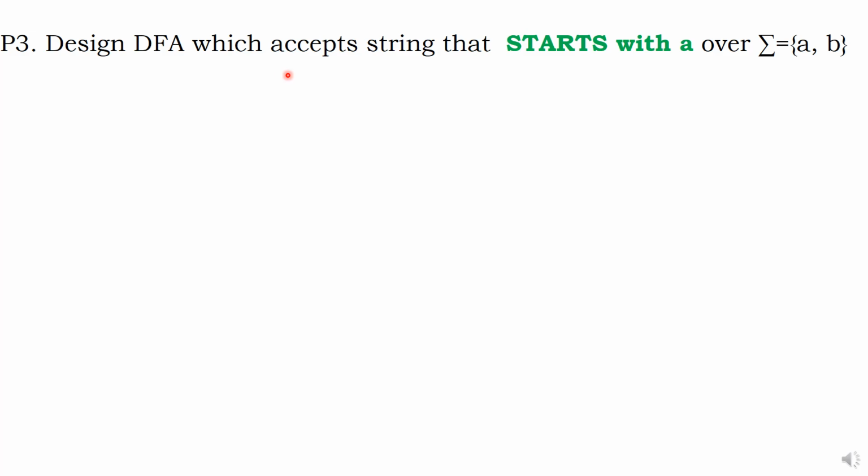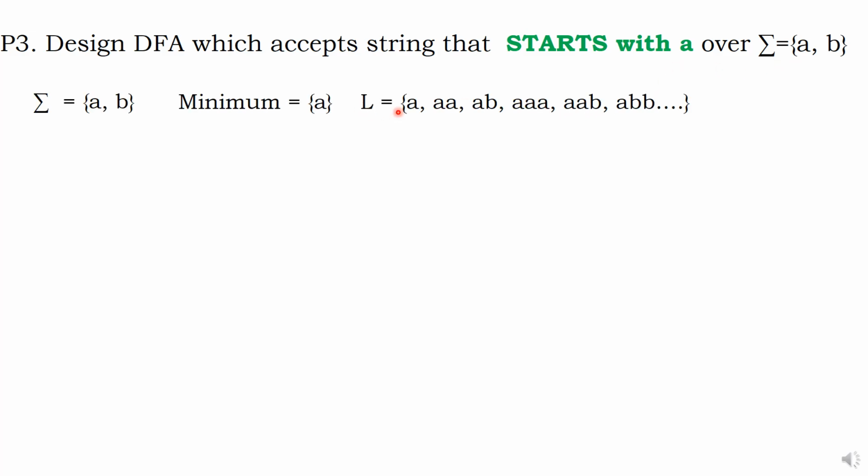Design a DFA which accepts strings that start with A, which means A only accepted at the start, starting with B not accepted. So, who is the alphabet? AB. Who is the minimum requirement? A. What is the language? Starts with A. Ready. So, minimum requirement. Okay.